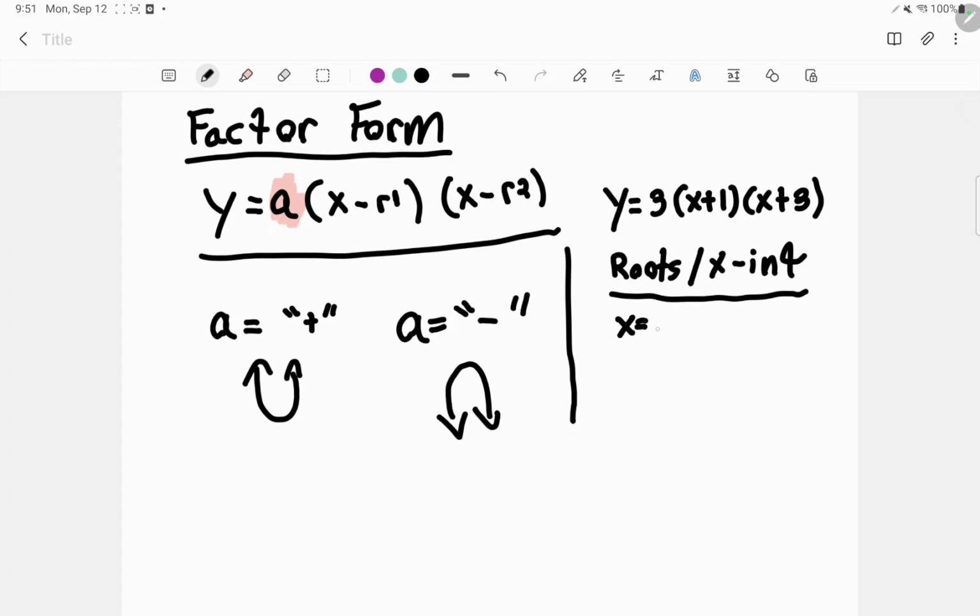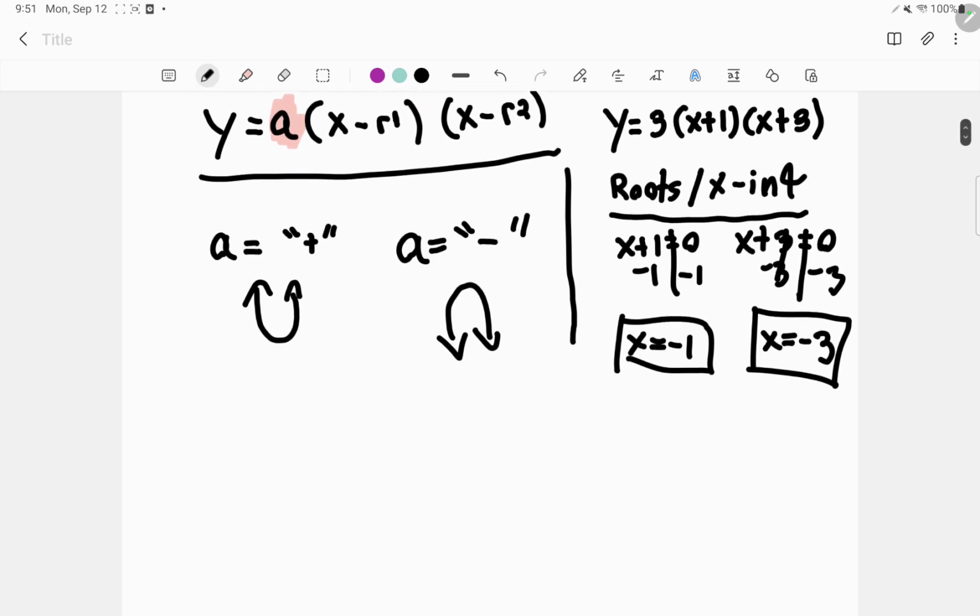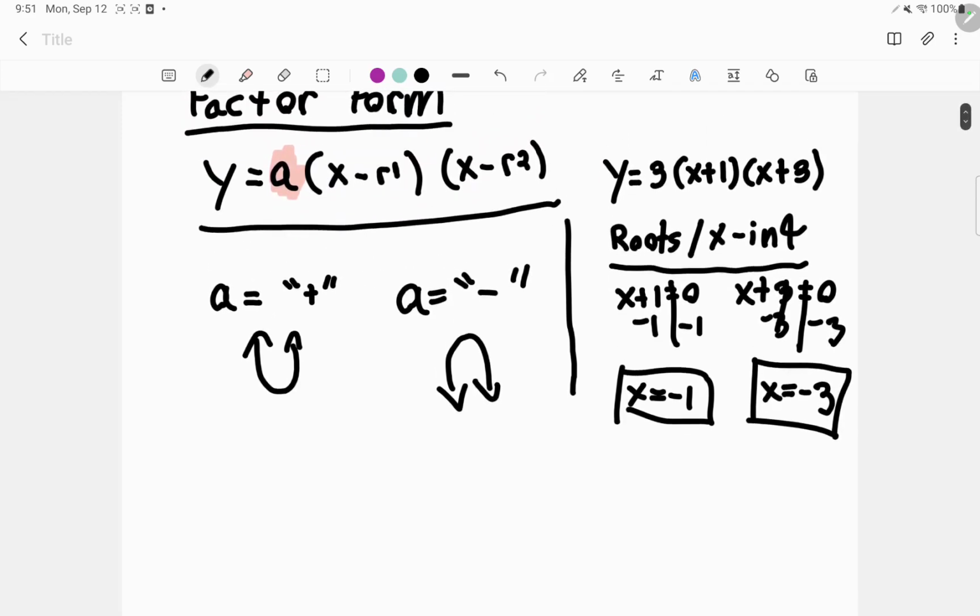So x plus 1 is equal to 0. x plus 3 is equal to 0. So all we have to do is minus 3 and minus 1. That's minus 3 over here, minus 1. So those cancel out, so I have x is equal to negative 3. And over here we're going to have x is equal to negative 1. I already found my two different factors, or my roots. My x-intercepts are going to be negative 1 and negative 3. And that's it. That's the first thing.